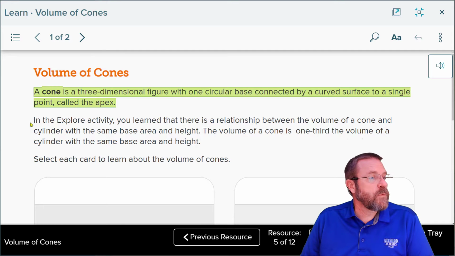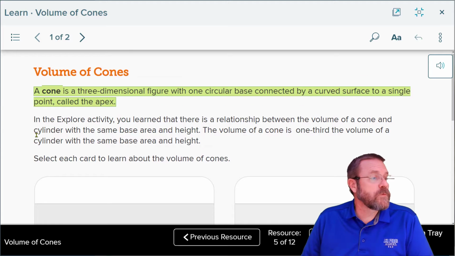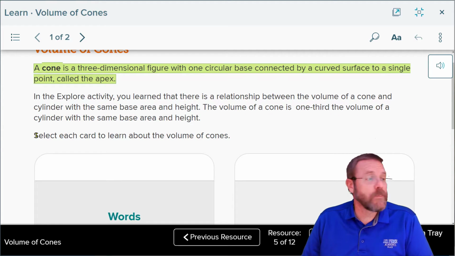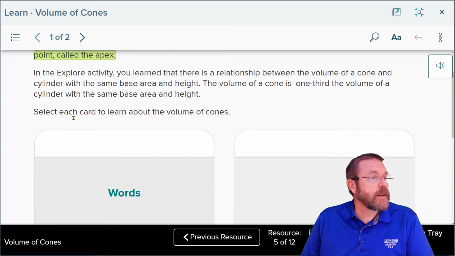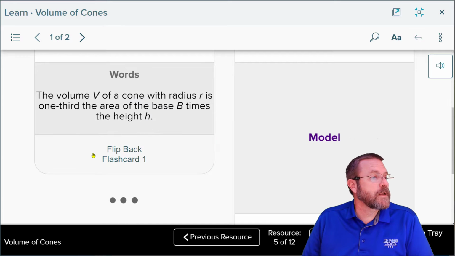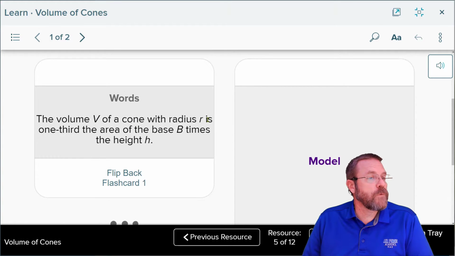In the Explore activity, you're going to learn that there is a relationship between the volume of the cone and a cylinder with a base of the same height. The volume of the cone is 1/3 of the volume of a cylinder. That makes it pretty simple, with the same base area and height. So in words, the volume of a cone with a radius r is 1/3 the area of the base, times the height.